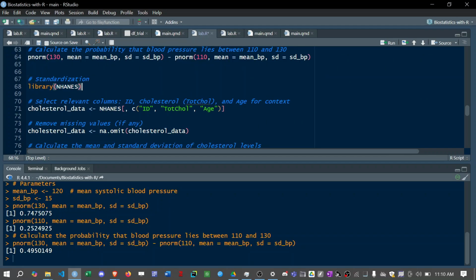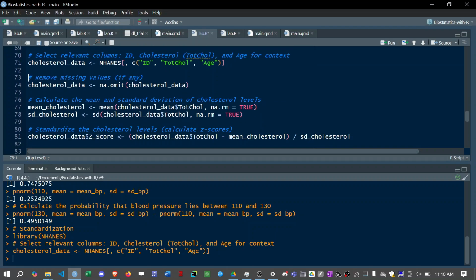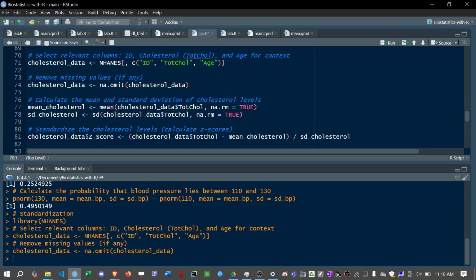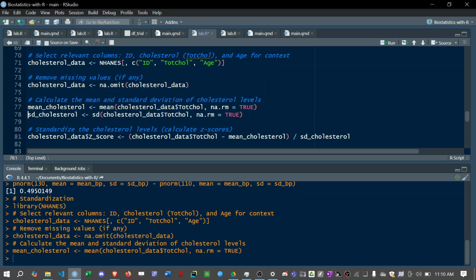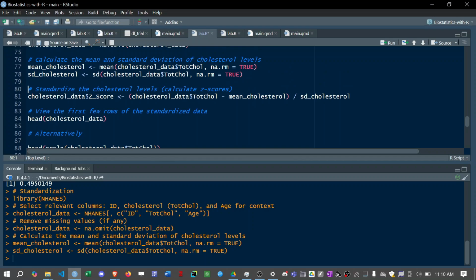So let's load the NHANES data now. I'm just going to take the ID, the total cholesterol, and the age columns, remove any missing values there, and calculate the mean of the cholesterol. I'm showing you how to standardize a variable now. I explained the standard normal distribution earlier on that has a mean of 0 and a standard deviation of 1. So I'm going to take the mean and the standard deviation of the cholesterol, and standardize the cholesterol level using a z-score this time around.